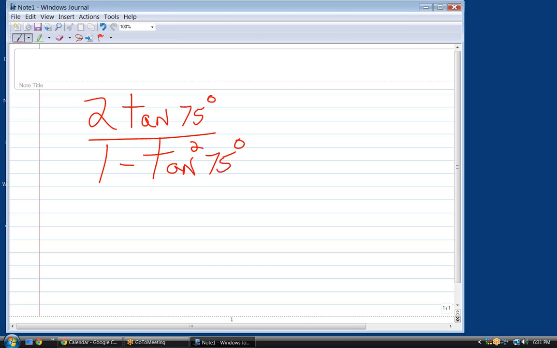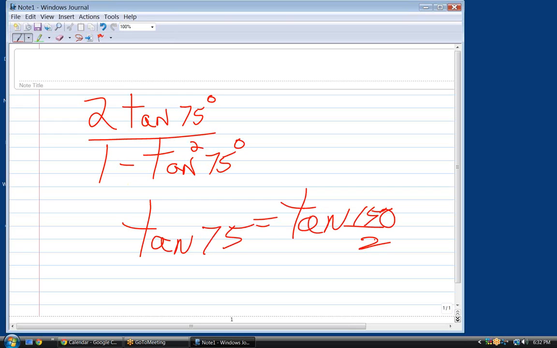How can we do this one? You can use the sum and difference formulas. We could use sum and difference. We could also use the half angle formula. In other words, tangent of 75 is equal to the tangent of 150 over 2.